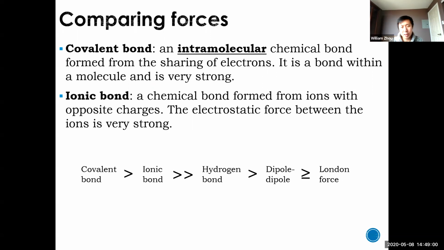Okay, covalent bonds are stronger than ionic bonds because covalent bonds have overlapping orbitals. The atoms are simply closer to each other. Now, these two bonds, ionic and covalent, they're a lot stronger than the intermolecular forces. Okay, these two are intra, the other 3 are inter.